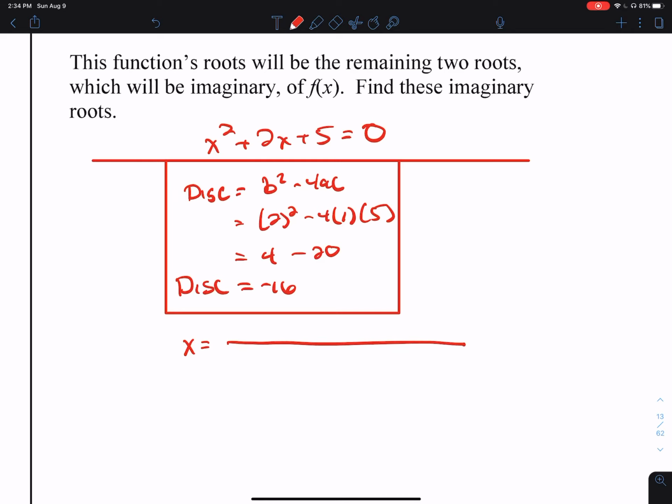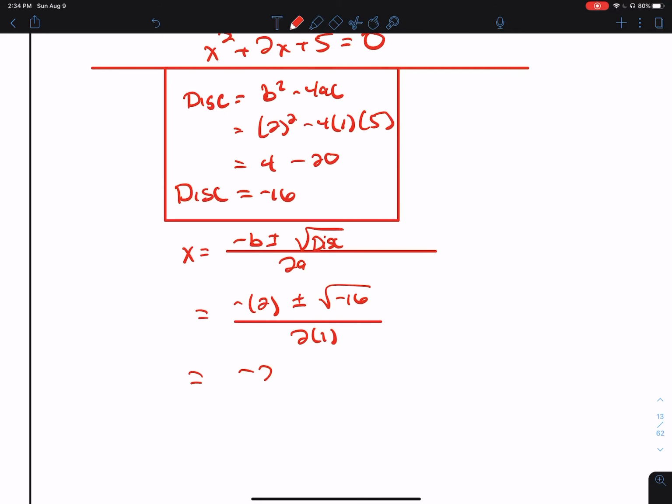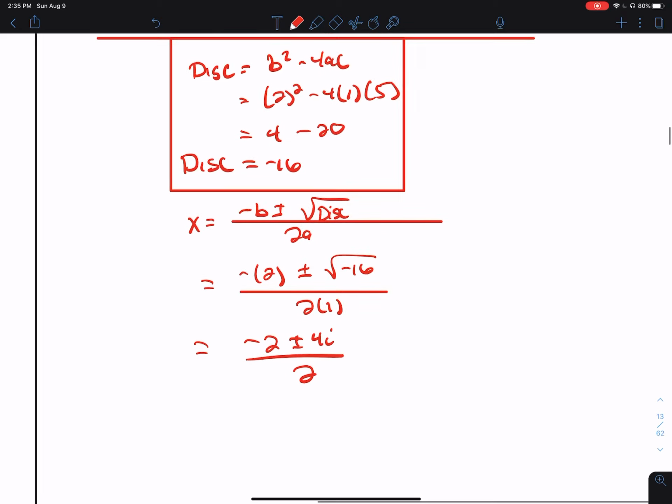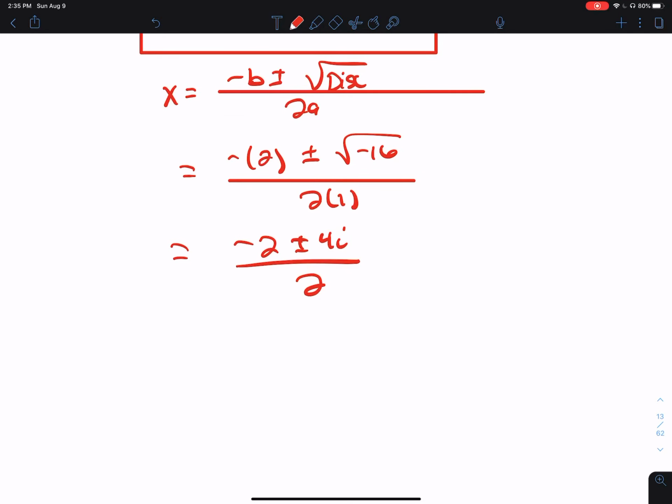X equals negative b plus or minus the square root of the discriminant over 2a. b is 2, so we have a negative 2 plus or minus the square root of the discriminant, that's a negative 16, over 2 times a is 1. The square root of negative 16 is 4i. 2 times 1 is 2. We can divide both the terms in the top by 2, and we're going to get that x is negative 1 plus or minus 2i.